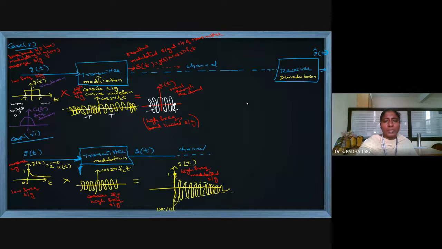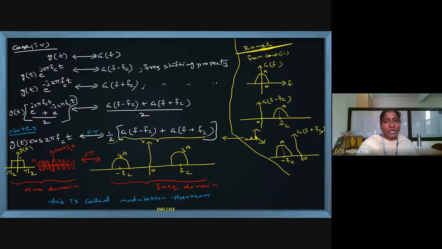Now coming to when I am multiplying G of t with a high frequency carrier, in the frequency domain, what will happen? You can see the right side diagrams: G of f minus fc, G of f plus fc. The same diagram will shift left and right when the carrier is multiplied. The same spectrum will shift left and right.